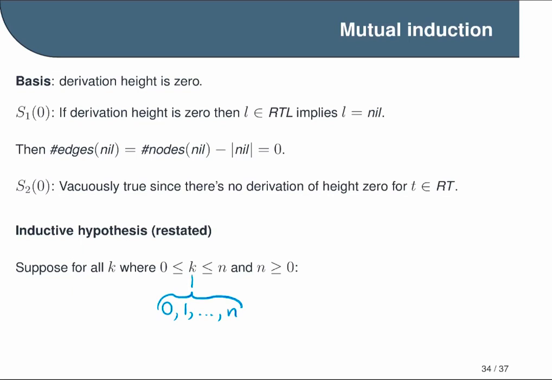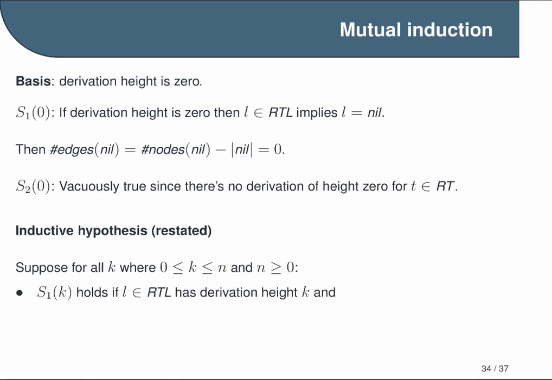Just as in our previous inductive proofs, whenever the inductive hypothesis applies, it means that we can assume the claim that we're trying to prove is already true for those cases. What's different in this example is that we're doing a mutual induction, so instead of just one claim, we have two. Both S sub 1 and S sub 2 hold as long as the object we're talking about, either a rooted tree list or a rooted tree, has a derivation height of k, where k is some number in this range we've defined between 0 and n inclusive.